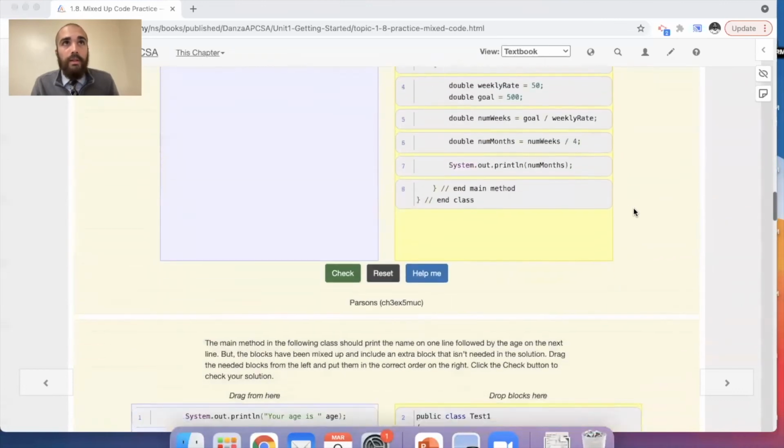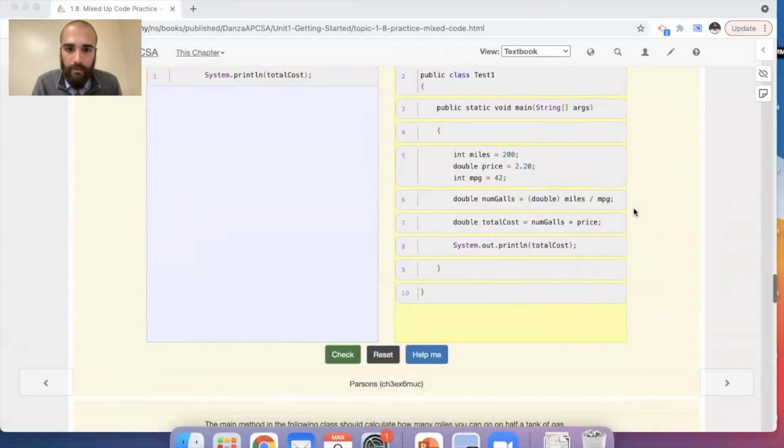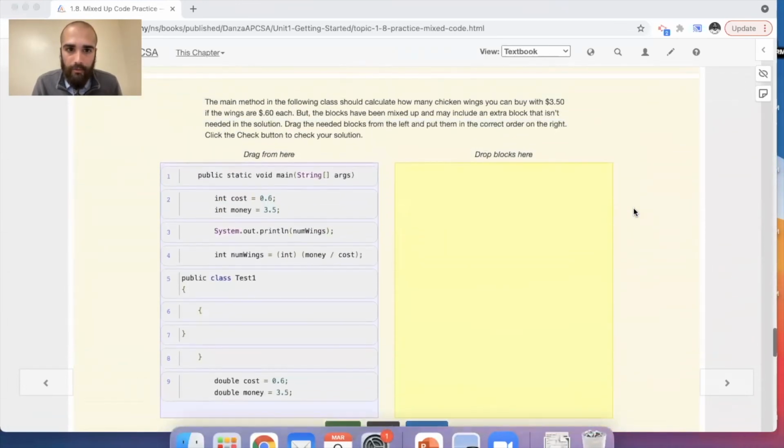All right, so we left off. Let's see where we left off. We left off on this one. And I'll zoom in.